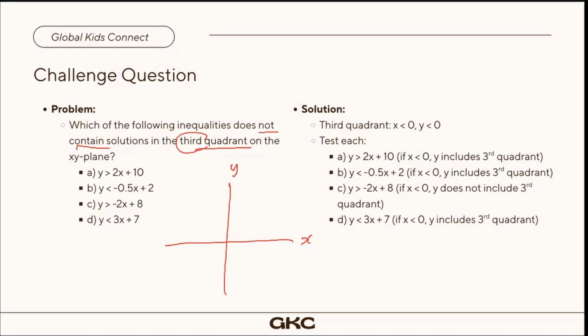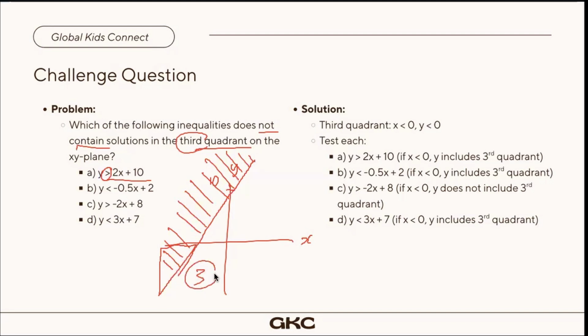So we have the linear equation, 2x plus 10. So first of all, the y-intercept will be 10. And then because it's a positive slope, it will be like this. And then our inequality for answer choice A is greater than. And therefore, like we covered within our practice questions before, greater than is equal to the shaded area that is above. Then if we shade it, like here, we can see that there is an area that gets shaded that is within the third quadrant. And therefore, we can say that answer choice A cannot be a correct choice.